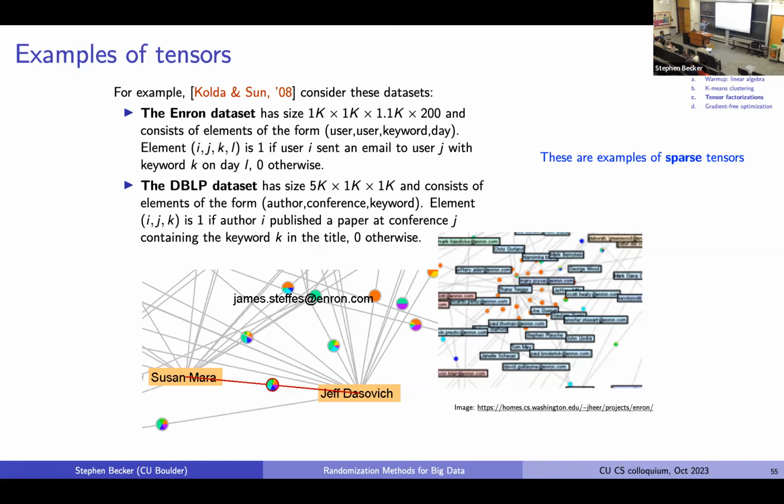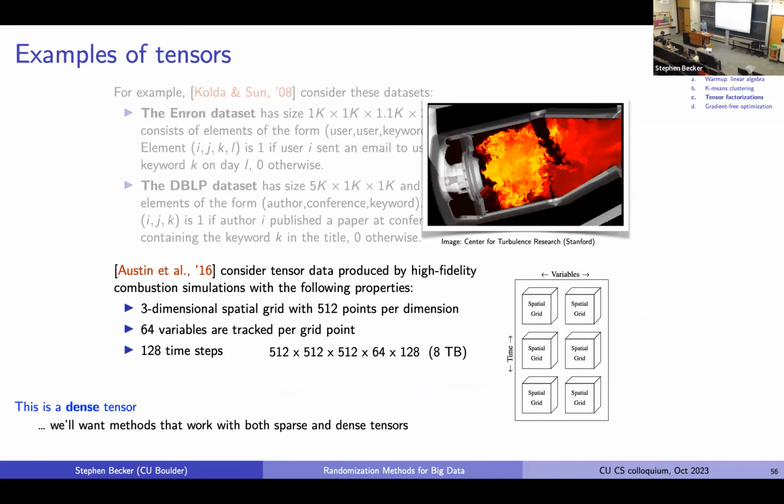Okay, other examples here are like co-author networks. So those are some examples of sparse tensors. We often have dense tensors also. An example here would be from scientific simulation. So I simulate something like a combustion simulation, and maybe I have three dimensions for a quantity, like say velocity, and then I do different time steps. Maybe I have other variables too, and so on.